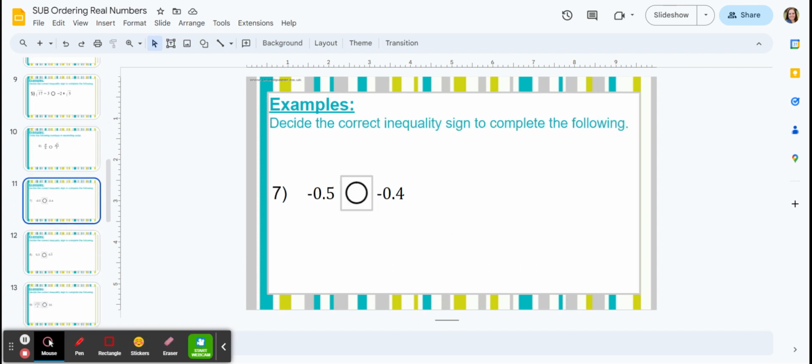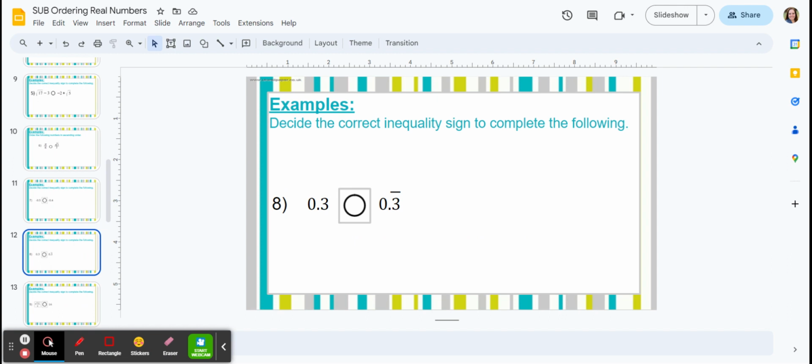Next one. Remember, negatives are different than positives because the larger the negative, it's actually a smaller value. So 0.4 is closer to 0, so that's actually larger in value than 0.5. If it were positive, what we're comparing would be the opposite. And then this is similar to what we talked about earlier: 0.3, the next number is 0, versus 0.3 repeating, which means the next number is 3. So 33 is larger, so we want to use a less than symbol on that one.